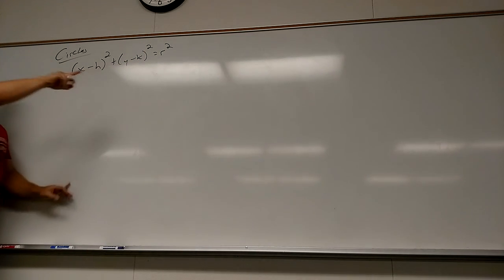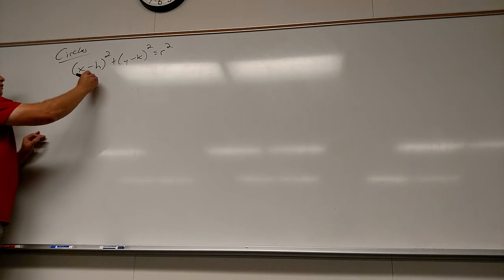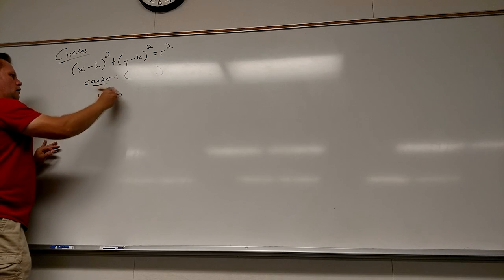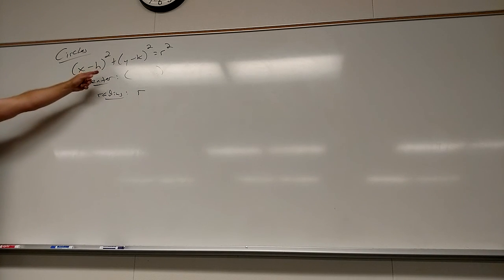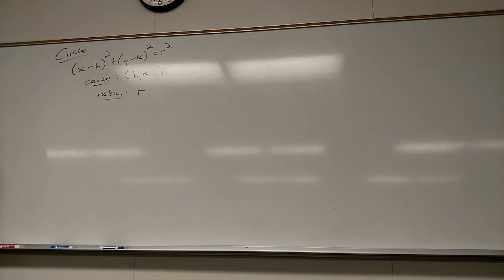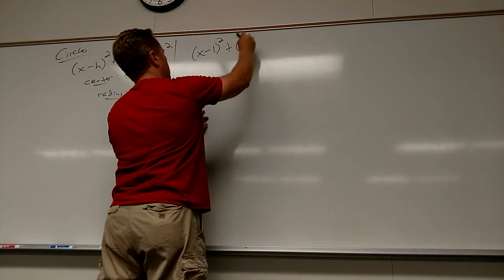So real quick, circles. If I have a circle in this form, what can you tell me? The center and the radius. The radius, I'll go out on a limb and say it's r. What's the center of this circle? (h, k). They love those letters h and k. I still have to research why that is, to be honest. So if I had this circle, what would its center be and its radius?